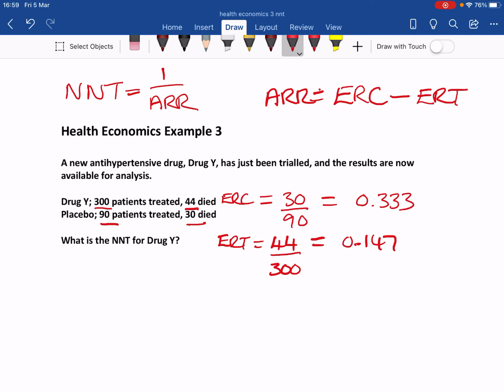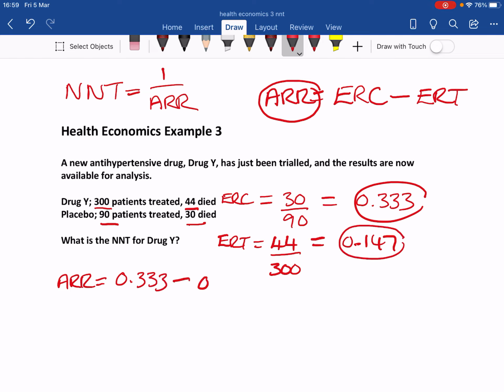So that gives us the absolute risk reduction. The absolute risk reduction is equal to the event rate in the control group, 0.333, minus the event rate in the treatment group, 0.147, which equals 0.1863. But we haven't stopped there.